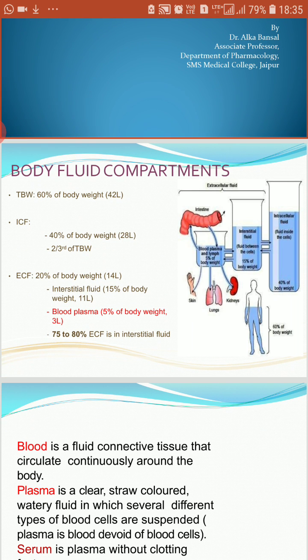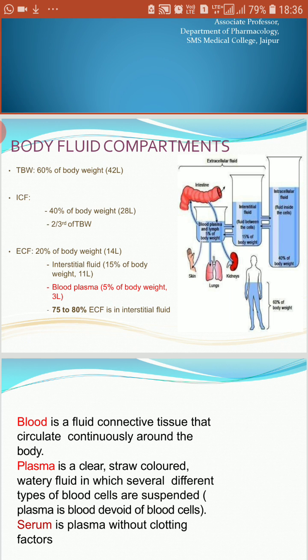Normally, 60% of our body weight is water, which is around 42 liters. Amongst it, the intracellular part is 40% of body weight, that is 28 liters, which forms the intracellular fluid, and the rest, 14 liters of the total 42 liters, forms the extracellular fluid.